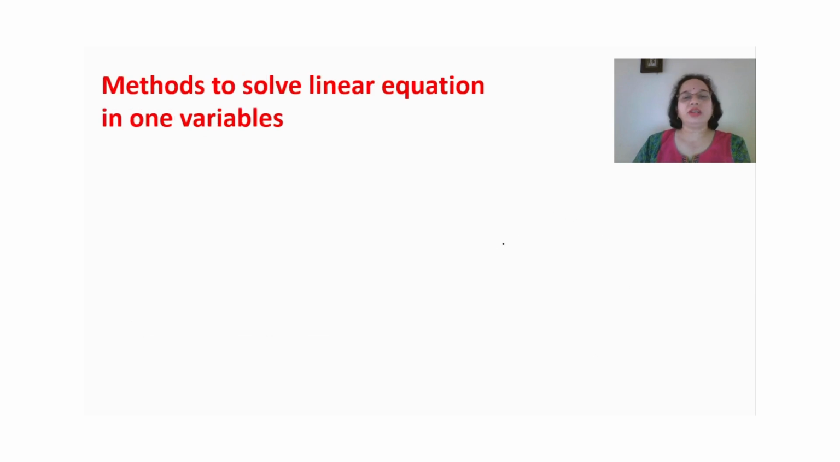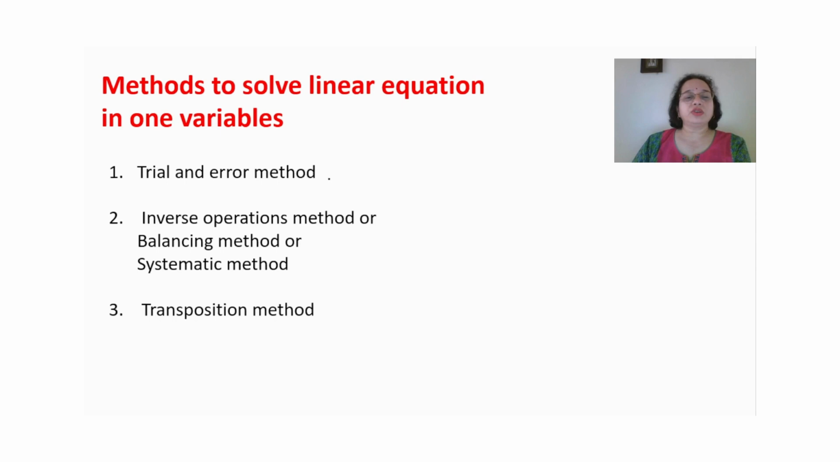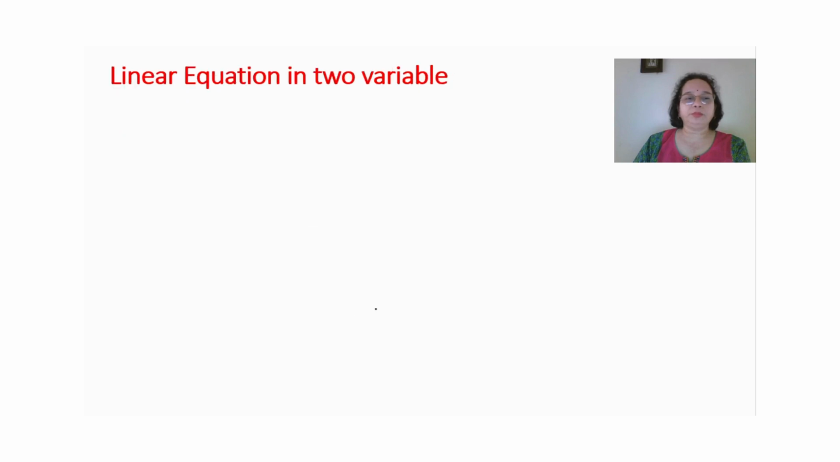Methods of solving linear equation in one variable. The first one is the trial and error method. The second one is the inverse operation method, or balancing method, or systematic method, and the third one is the transposition method. The first two methods are time taking, and in higher classes we always use the transposition method. This method is easier and more useful in higher classes.